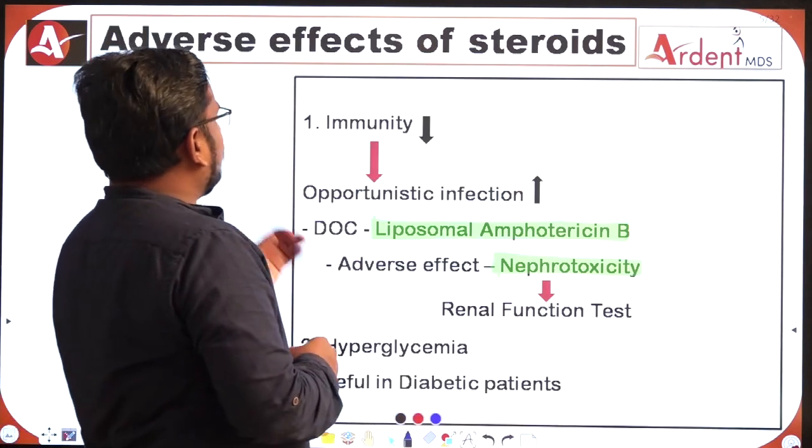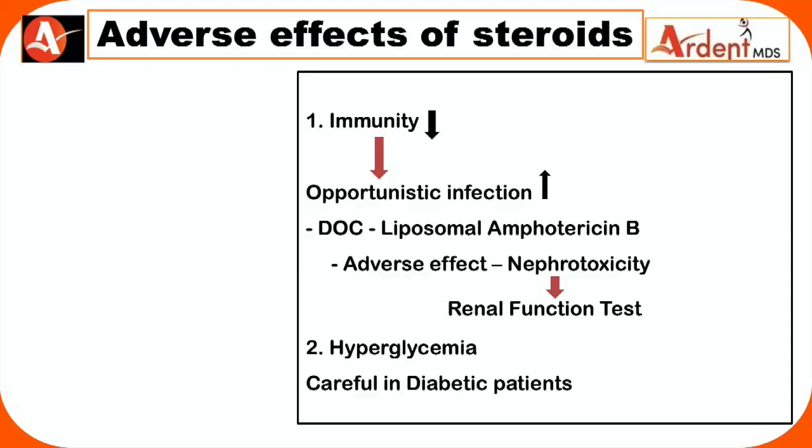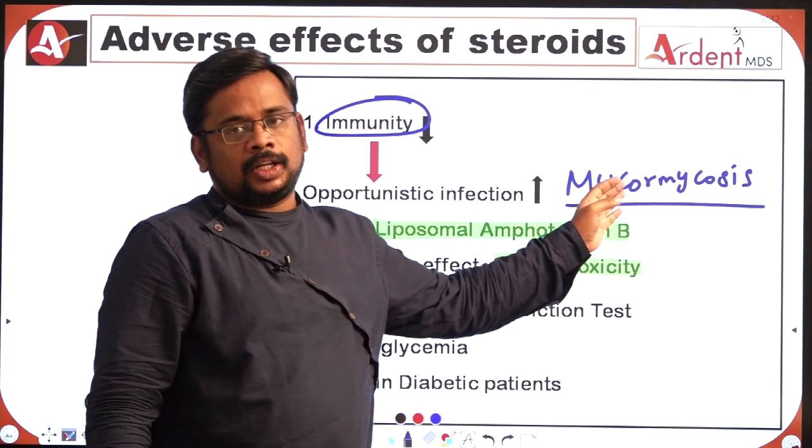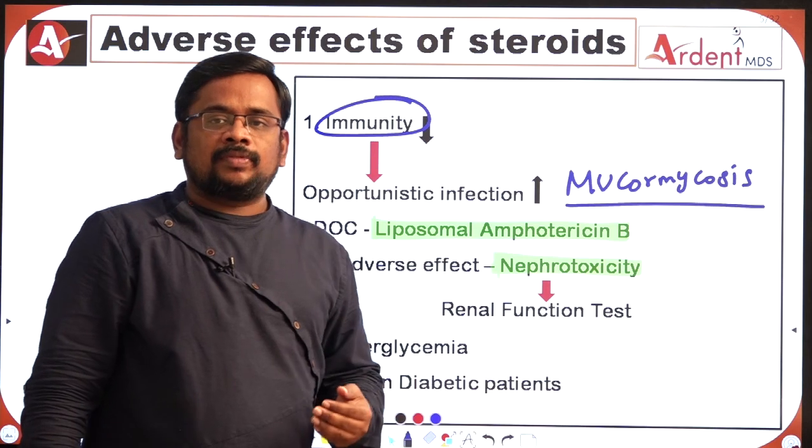Next, what are the adverse effects of steroids? Steroid acts as an immunosuppressant agent, which decreases the immunity. Because they decrease the immunity, opportunistic infections increase. One of the opportunistic infections very common nowadays is mucormycosis, you know very well, and they may ask you some questions from mucormycosis also. So we have a separate session for this.